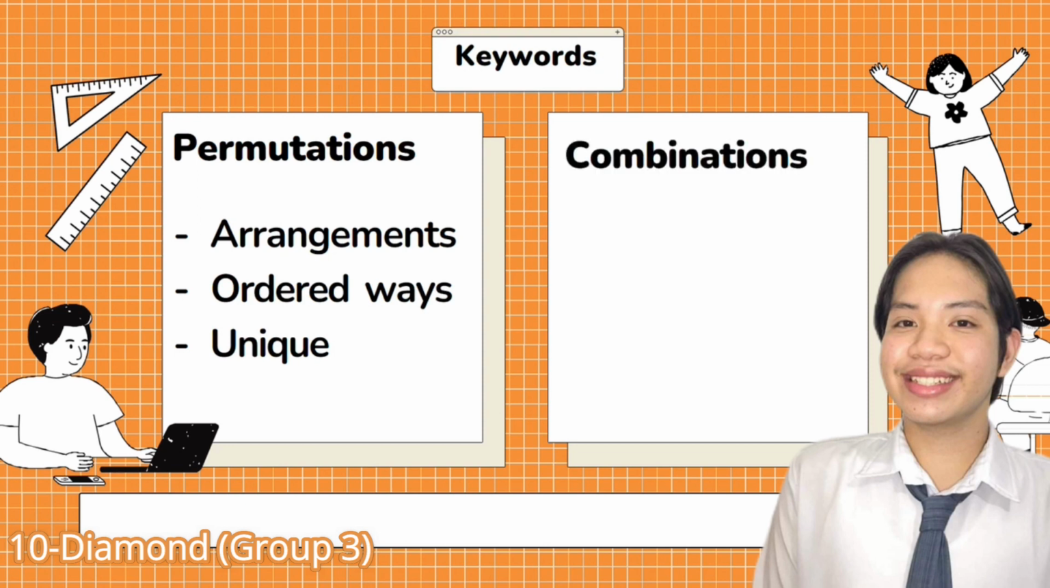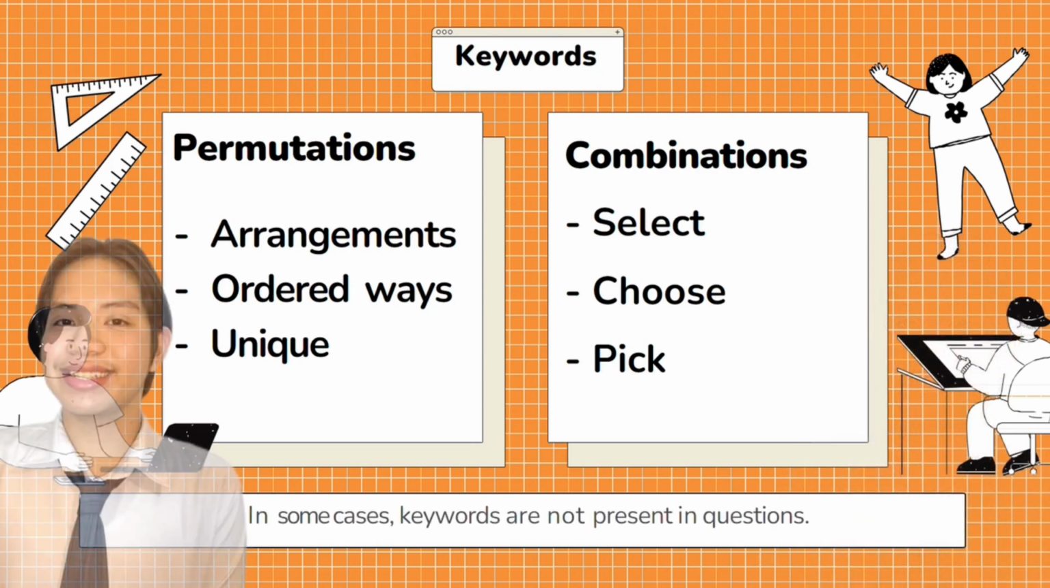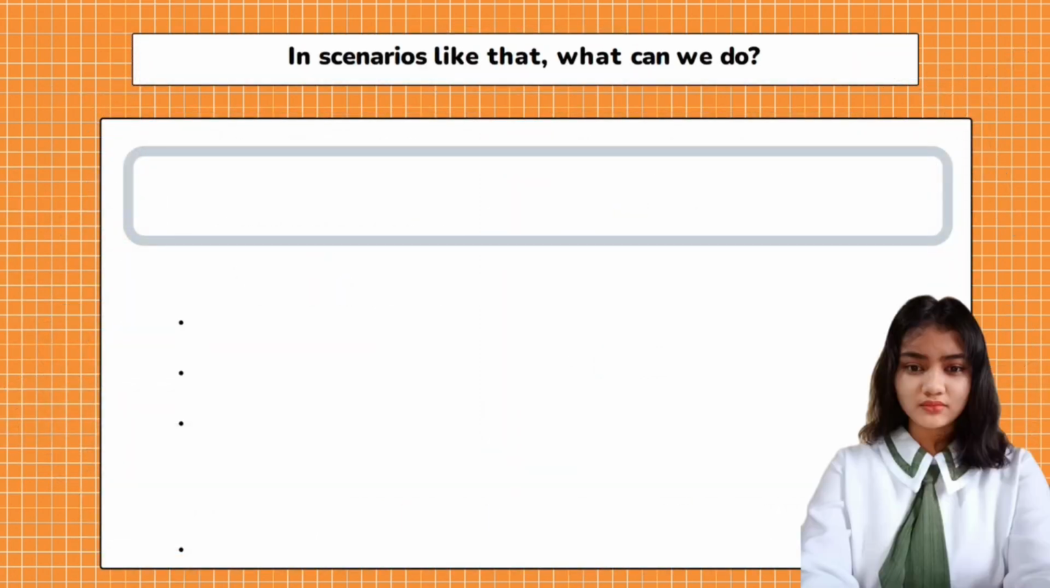More specifically, some of the keywords for combination include select, choose, pick, and combination. Look for these phrases whenever you read the questions, since they are important indications that clearly tell us that the question is a combination. Furthermore, keep in mind that keywords may or may not be present in the questions. In a scenario like that, what can we do? Let us find out in this example.